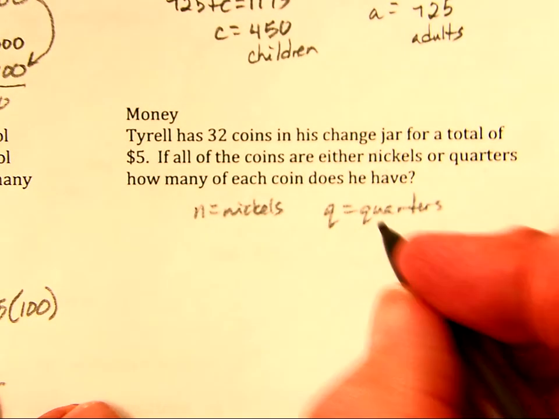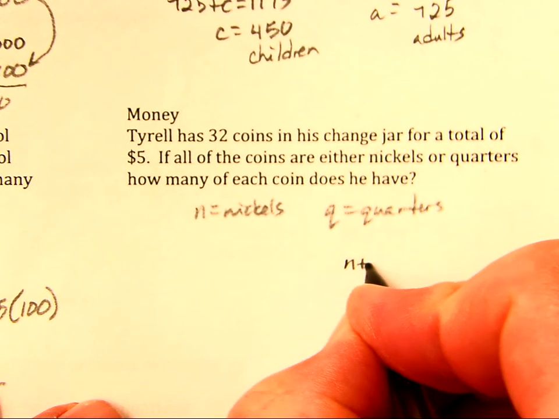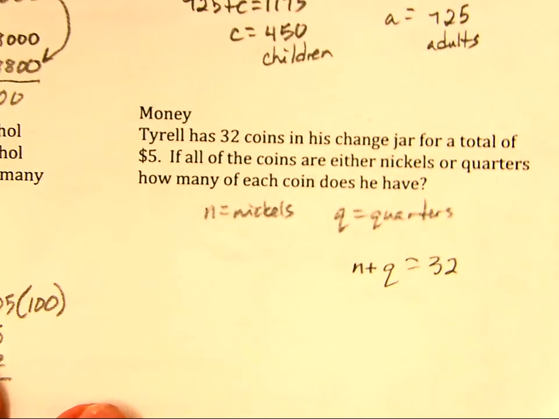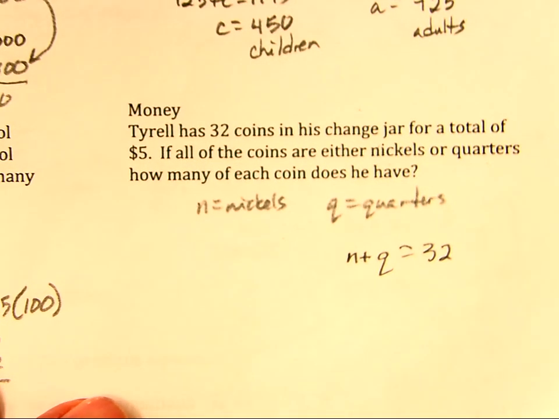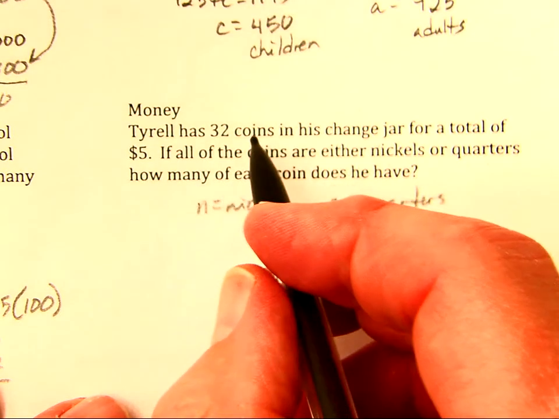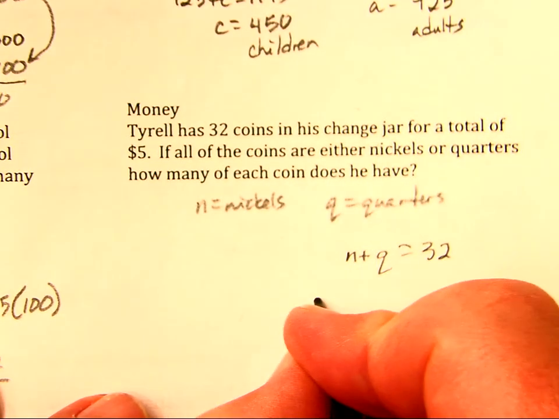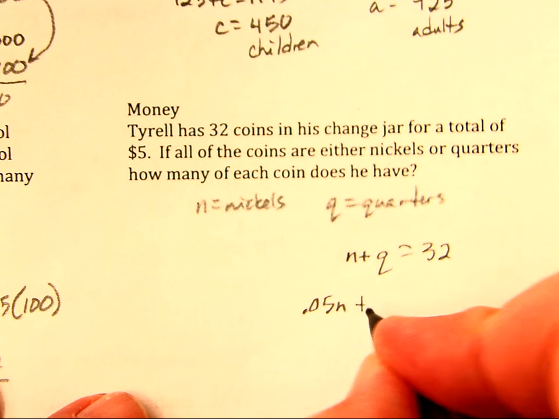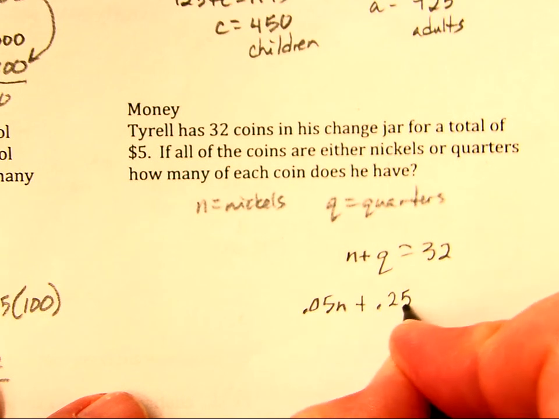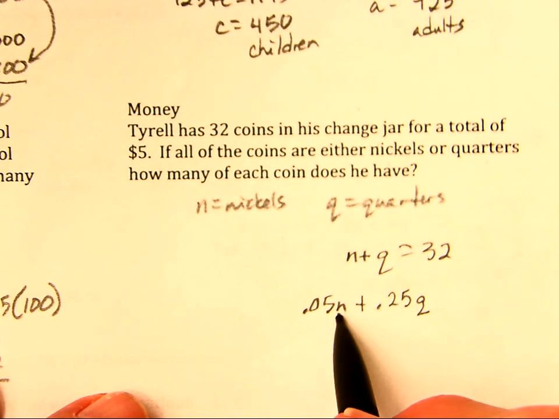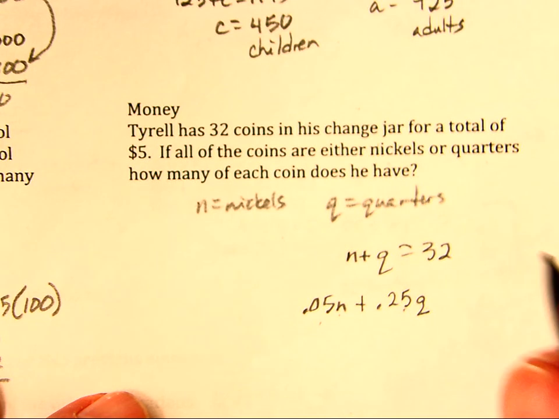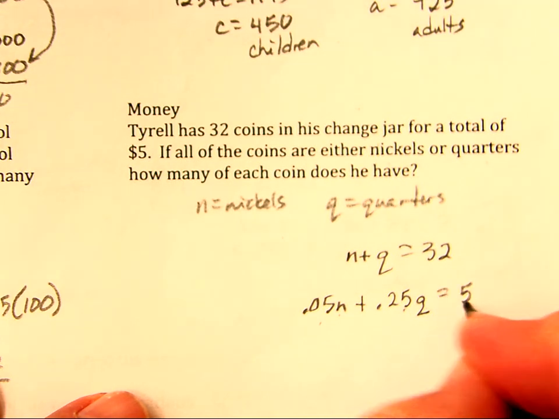He has 32 coins. So that means the number of nickels plus the number of quarters equals 32. If you're just doing the number of coins, you don't care how much each is worth. It's just the number of coins. Now the second one, we use how much they were worth. Each nickel is worth 5 cents, so 0.05 times the number of nickels. Each quarter is worth 25 cents, so 0.25 times the number of quarters. Because if you had 3 nickels, that'd be 15 cents. If you had 4 quarters, that'd be $1. And that total amount is $5.